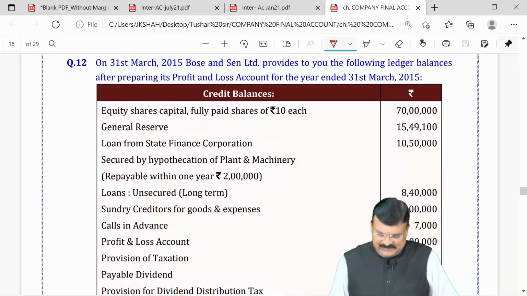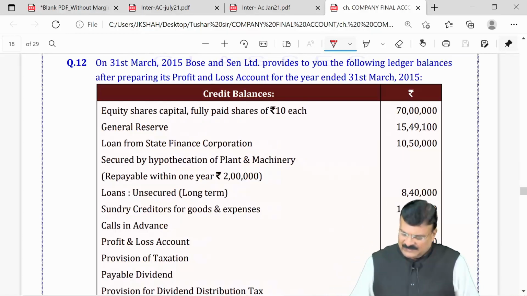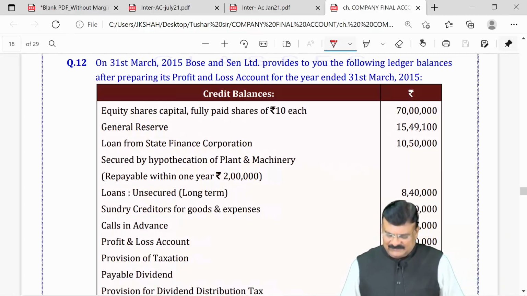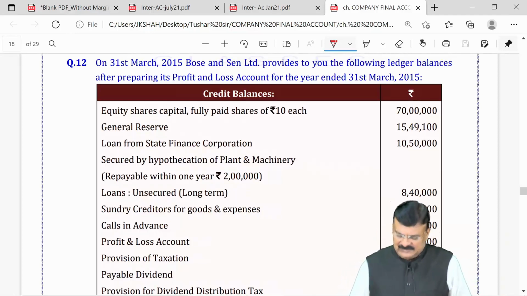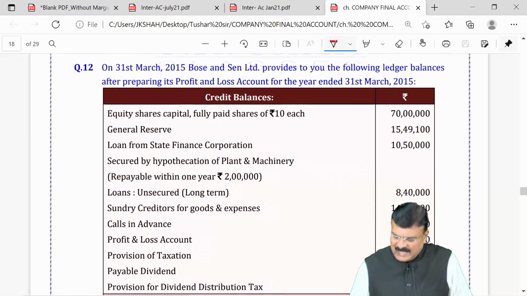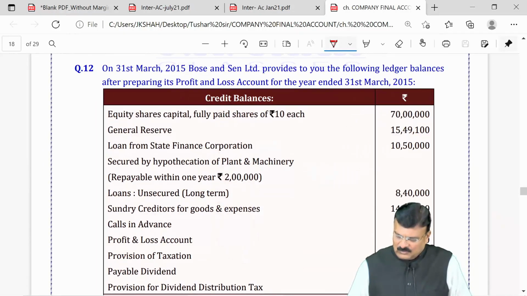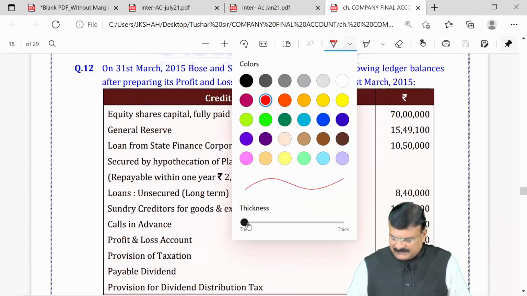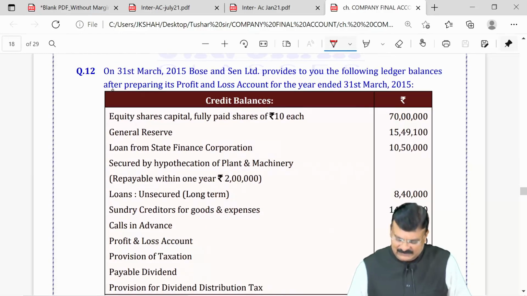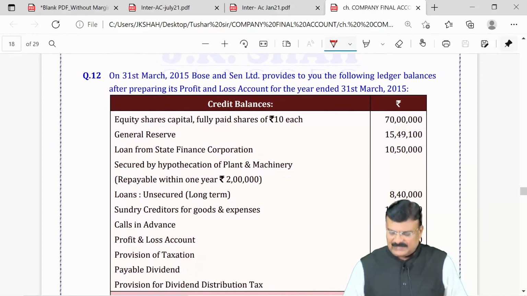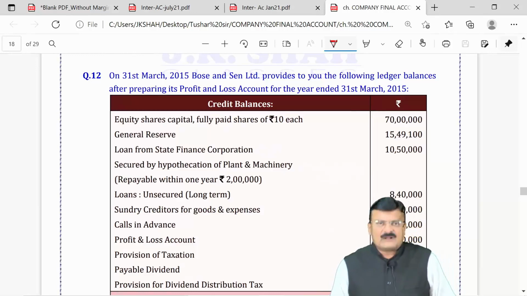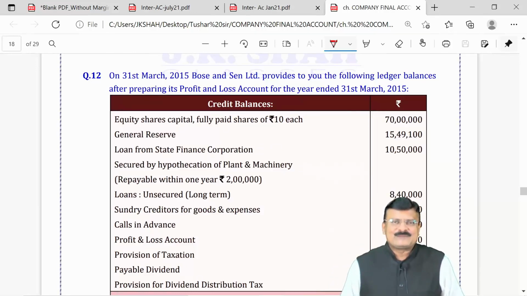On 31st March 15, Boss and Son Limited provides to you the following ledger balances after preparing its P&L account, clearly given. After preparing its P&L account, right? What do you mean by after preparing its P&L account? The P&L part is already prepared by you. So what we have to go for is only the balance sheet part. So the words clearly given are after preparing P&L. Classification for our purpose of the trial balance.